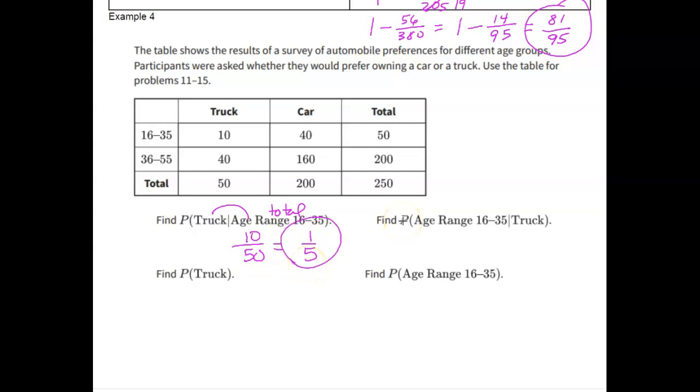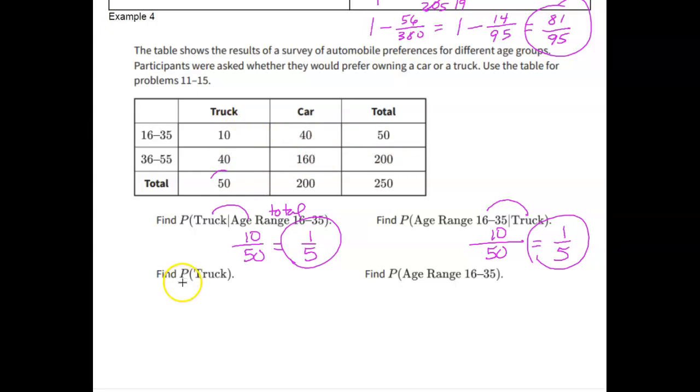Find the probability that they will be 16 to 35 given that we prefer a truck. So how many do they both happen at the same time? So 16 to 35 and a truck, it is still 10 out of, given that they own a truck, so now we want the truck total, which is a total coincidence. So 1 out of 5. Okay, so depending on the values, they could be the same, but you notice we did use different values.